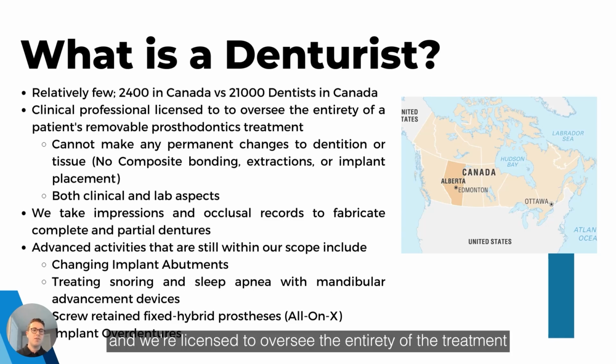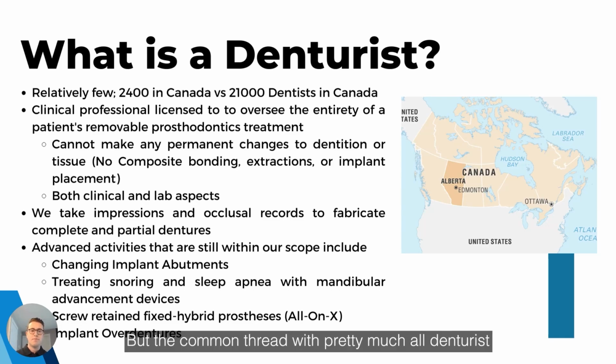And we're licensed to oversee the entirety of the treatment. So we do all the treatment planning, impression taking for anything regarding removable prosthodontics. We can't make any permanent changes to dentition or the tissues. So we can't bond composite. We can't drill in rest preps, and we can't place implants, but we can change implant abutments. We can make screw retained prosthetics. That, of course, depends on where you are in the world. Every denturist has a different scope depending on their regulatory body.